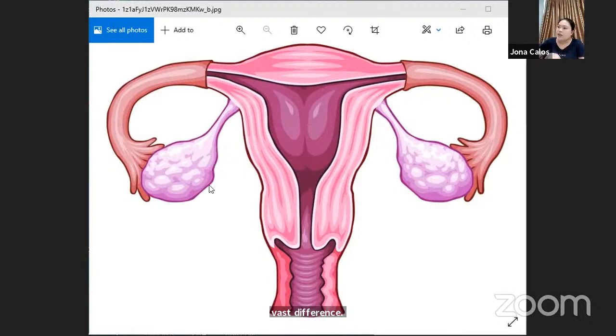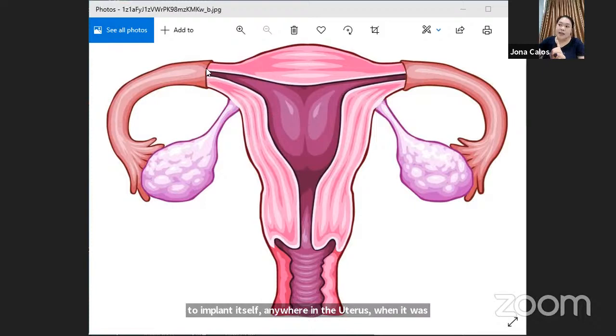So again, the eggs will be produced here. It will stay in the fimbriae. Here is where it will mature, and it will wait for the sperm on this part. And when it is fertilized, it will slowly travel towards the uterus. So it's most likely to implant itself anywhere in the uterus.